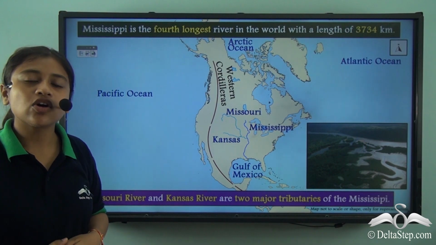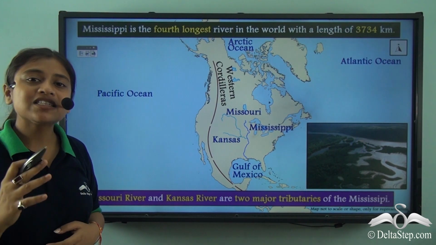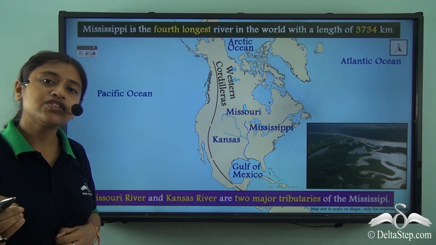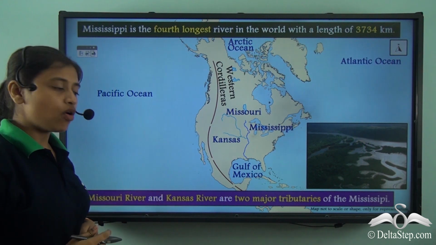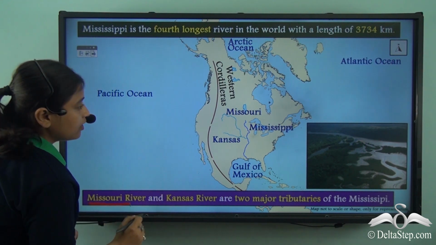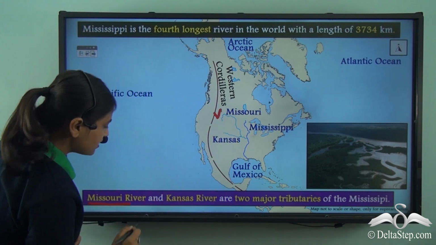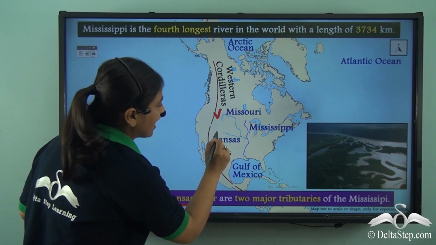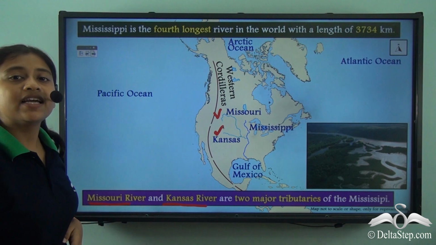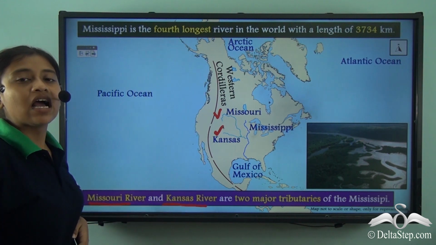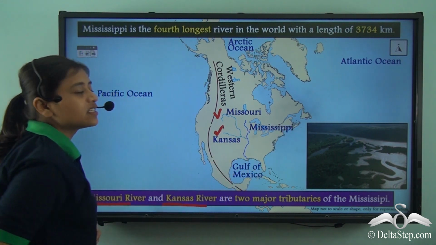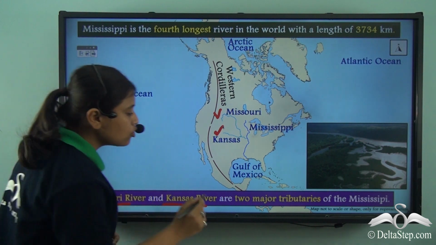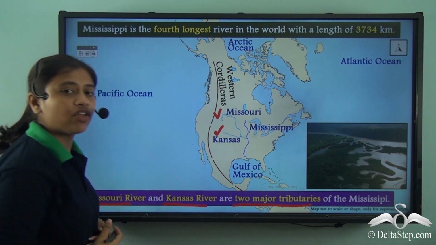While keeping a note of the mighty Mississippi, we must not forget the 2 major tributaries of the river. So the Missouri River right here and the Kansas River right here, these two originating from the western Cordilleras come and join the Mississippi River, making the 2 major tributaries of the river.